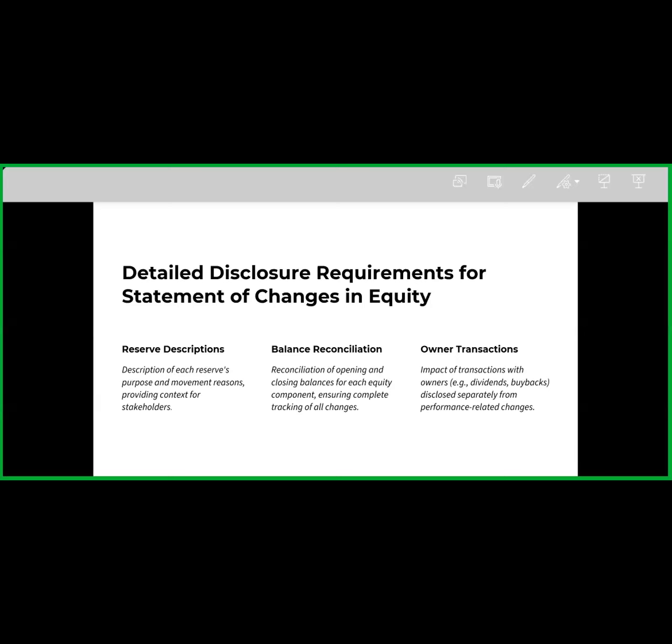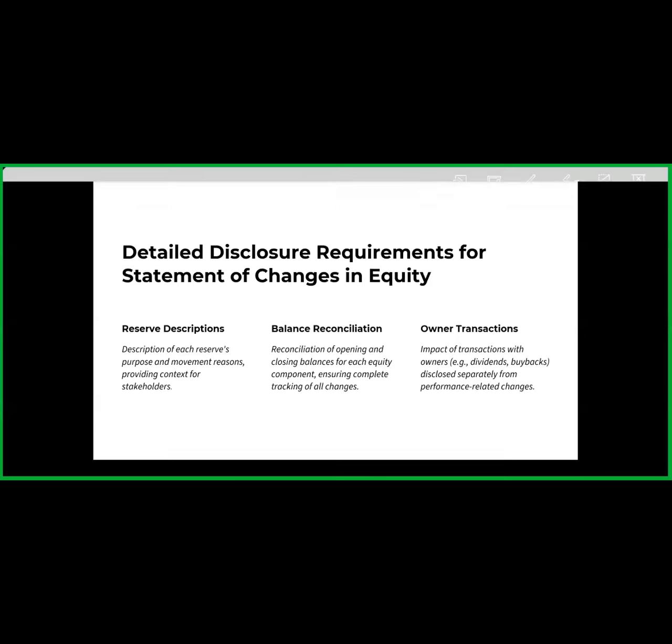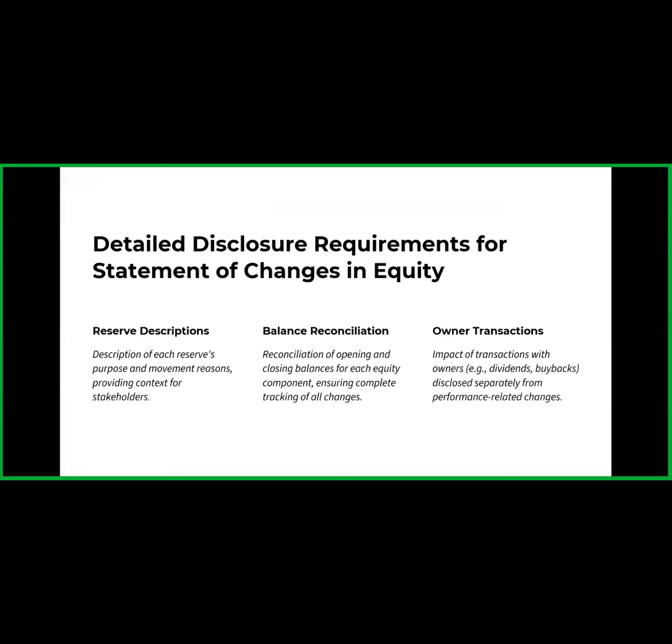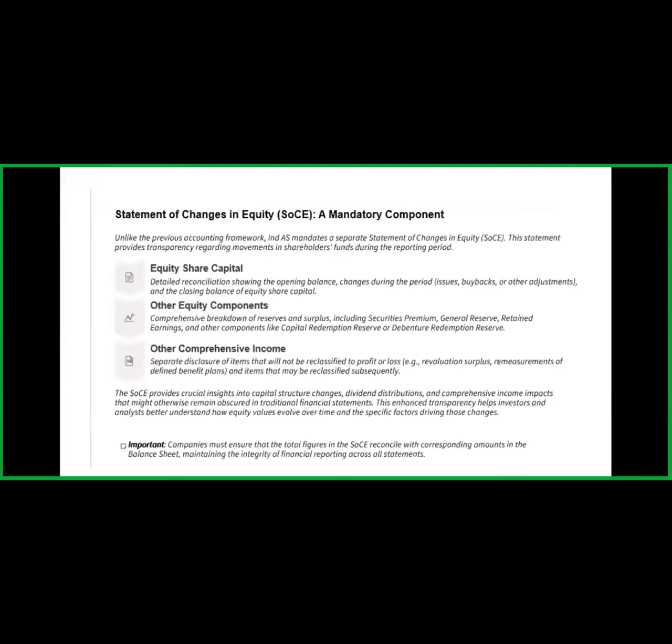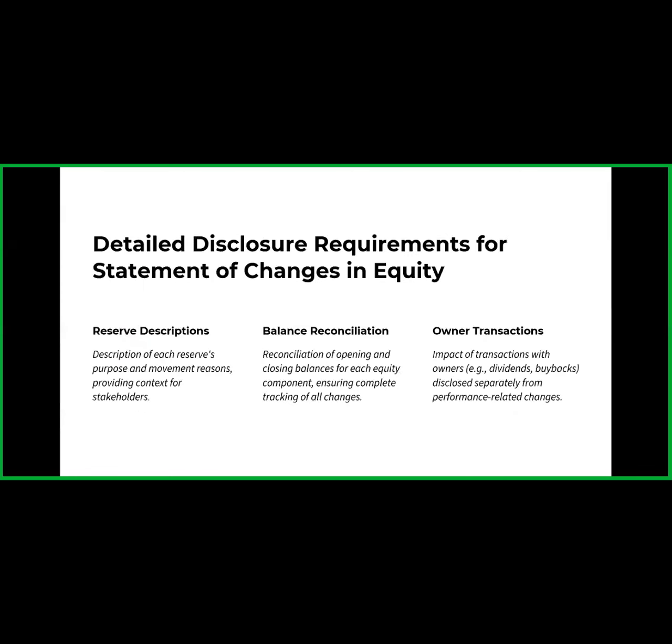Next is the balance reconciliation: the reconciliation of the opening and closing balances of each equity component. We find the different equities, such as issued shares and buybacks, the equity shares, preference shares, and their opening and closing balances must be there. All this reconciliation should be clearly mentioned in the statement of changes in equity.